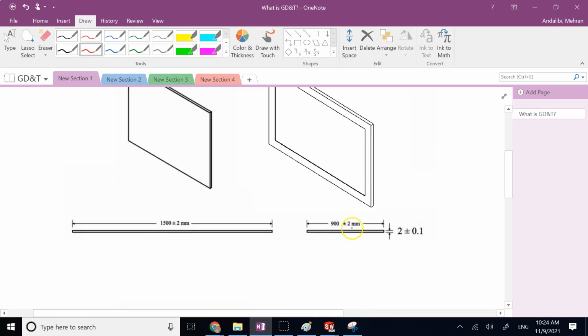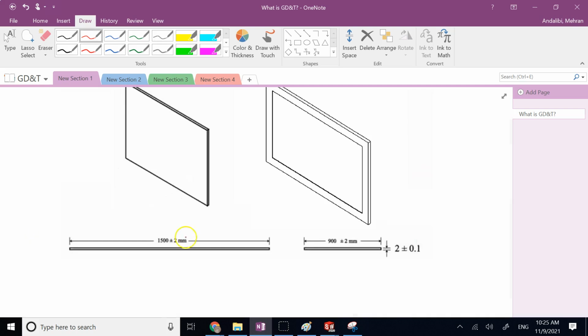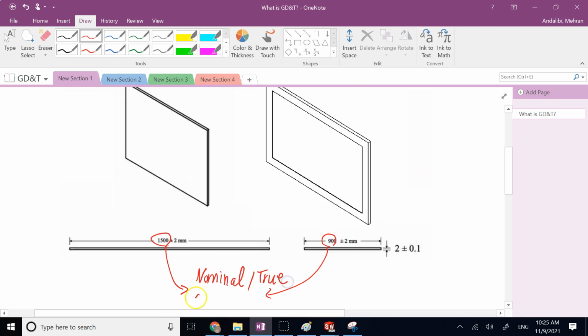So you provide this dimension and the tolerances on the dimensions, the linear tolerances, to tell the user, the manufacturer, what it is that they need to do. So again, let me put some terminologies for you here. This 1500 and this 900 are what we call the nominal dimensions. Some people might call them the true dimensions. This is what you ideally want to get.